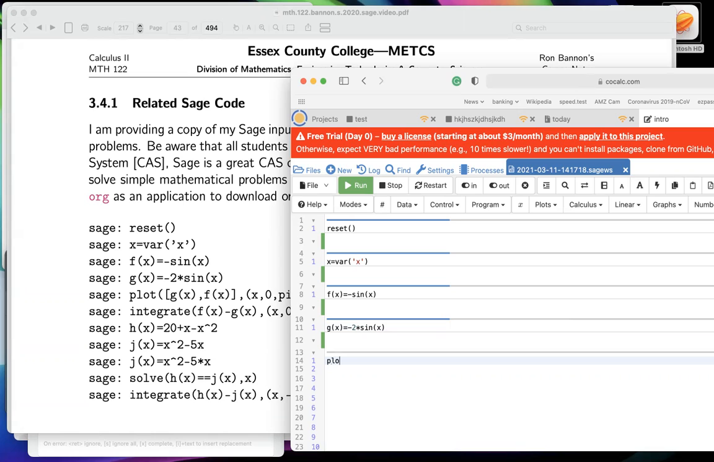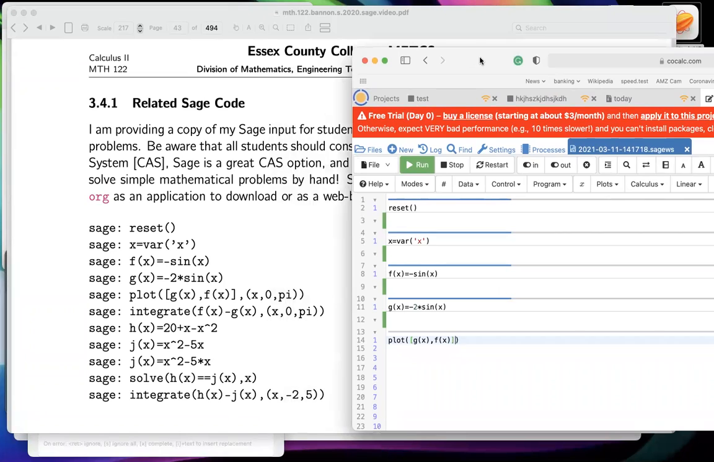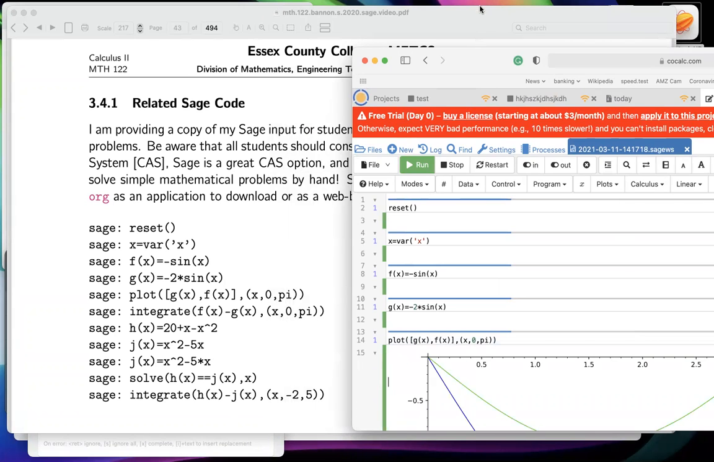Now I'm going to say plot. Again, this is not a memorization. This is just you typing in what you're looking at. I'm going to type in square brackets, which means a list of functions. They're going to graph g and they're going to graph f. All right. And then what? I got to pull this over. They want the x to go between 0 and pi. Shift return. Now it's working, and then it graphs it out for me.